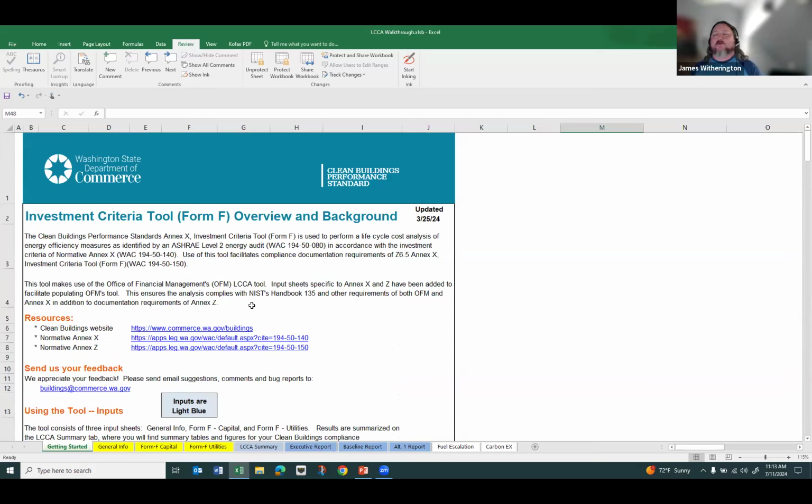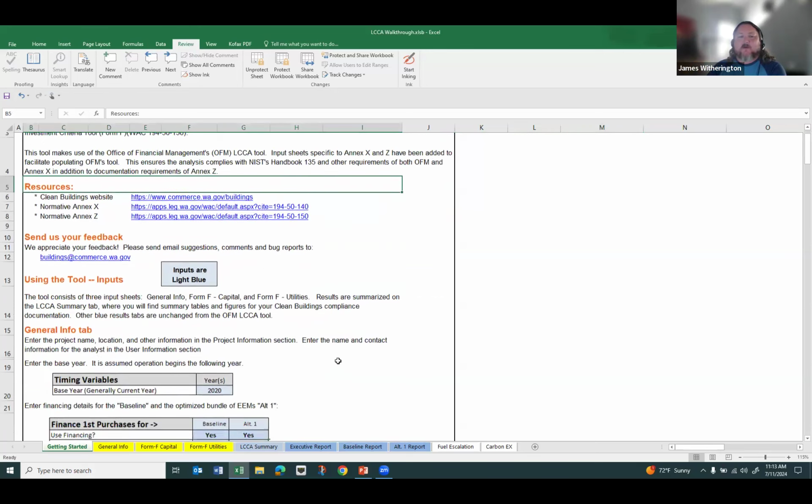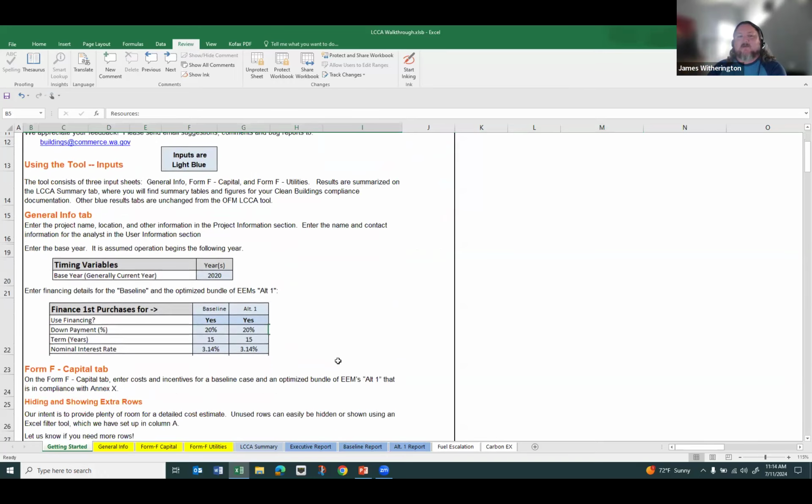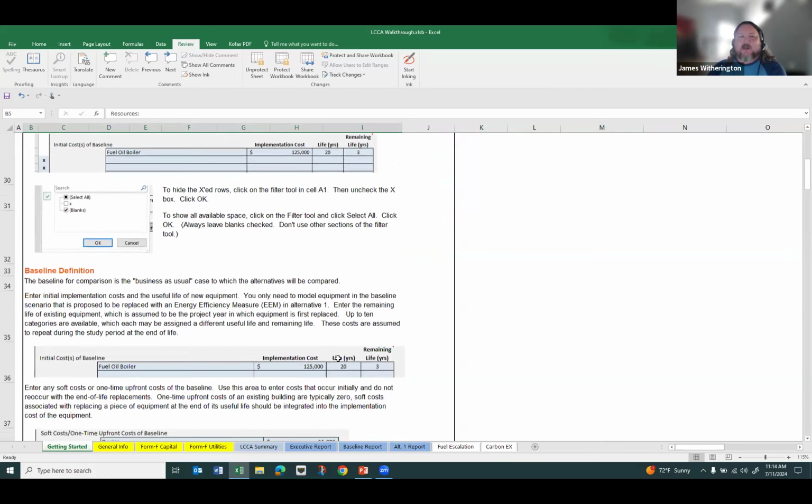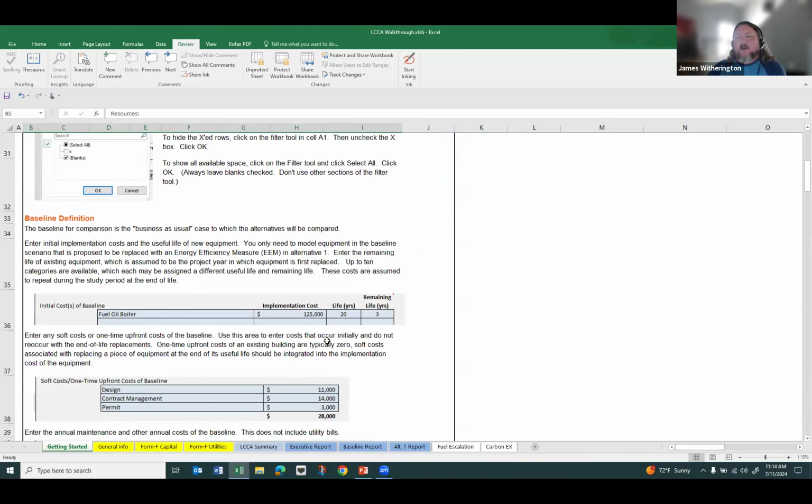So it is a little different than what you'd see if you downloaded it directly from the Clean Buildings website, namely just because of those additions that I included to help as an example. So like I said, the first tab you really want to take a look through is this Getting Started tab, because it does provide a walkthrough and a brief explanation of what the data requirements are and how to fill out the form.